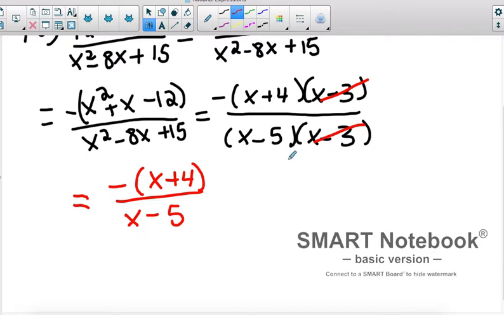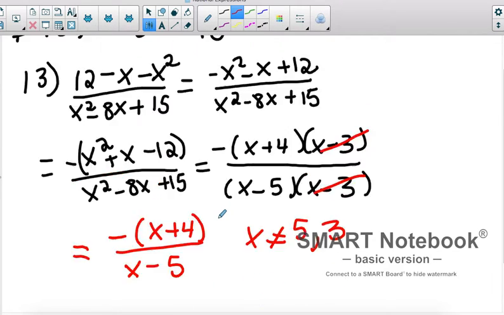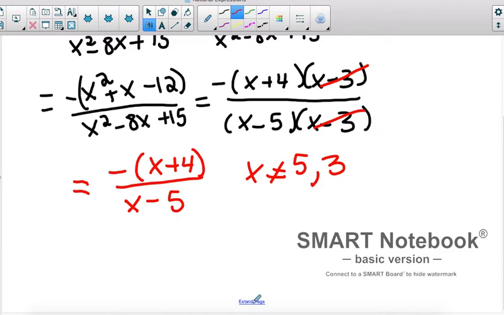But remember, we have to state our restrictions. Now, restrictions is whatever makes your denominator equal to 0. You could check here, but it's hard to know because we hadn't factored it. So I would look at the factors, and you want to check the restrictions before you cross anything out. So here, what would make this denominator equal to 0 is if x was 5 or if x was 3. So x cannot be 5 or 3. Okay? So that is for number 13.